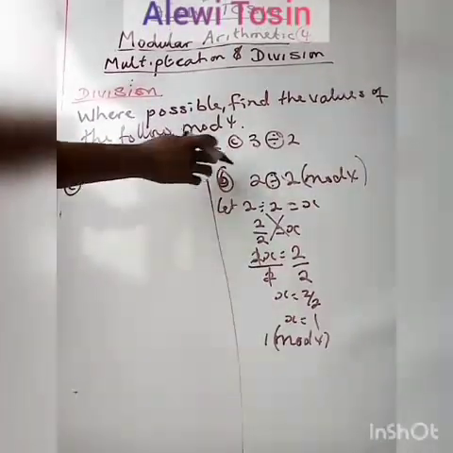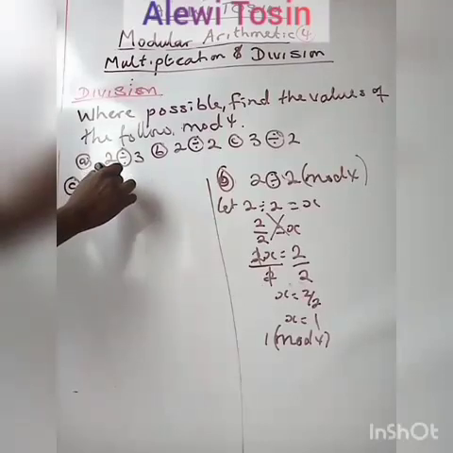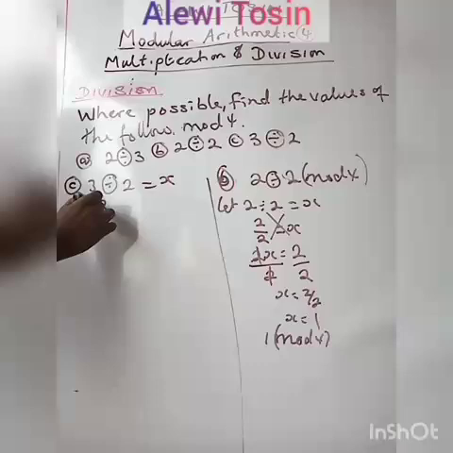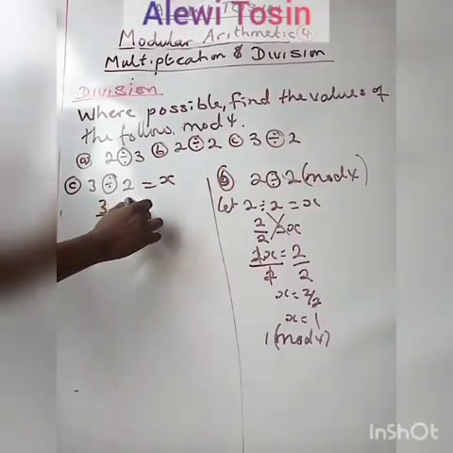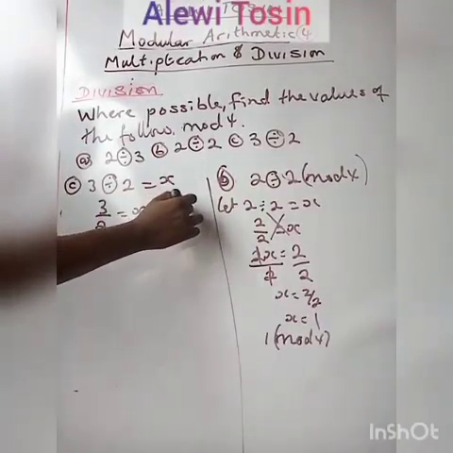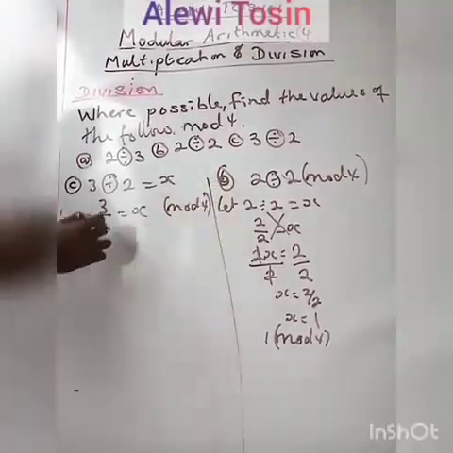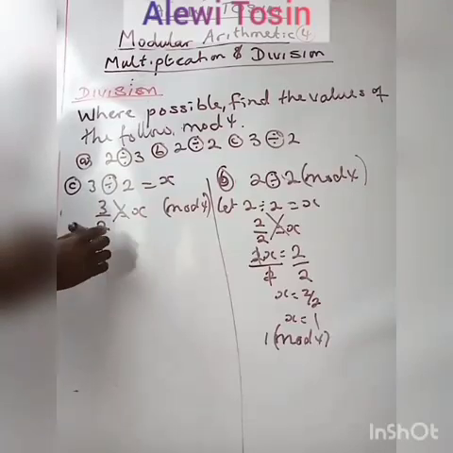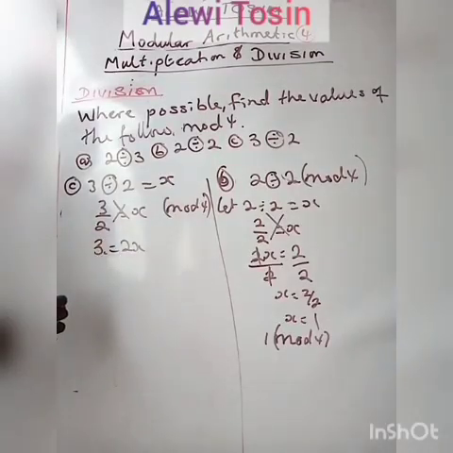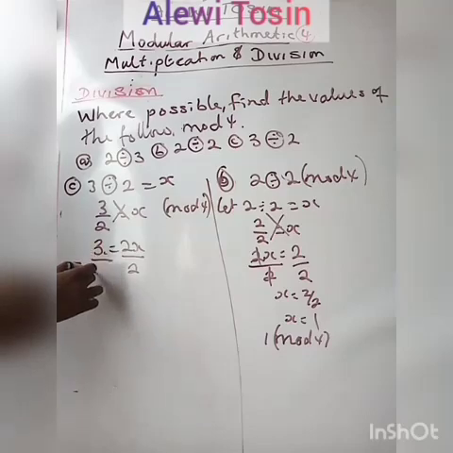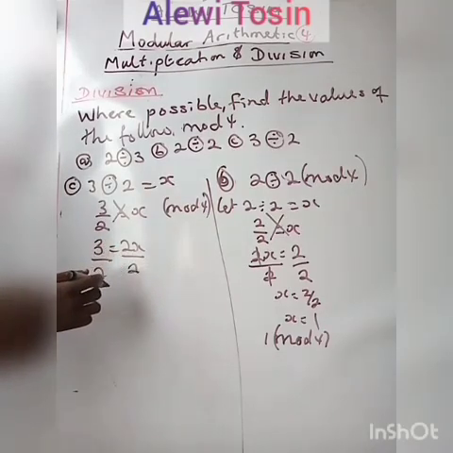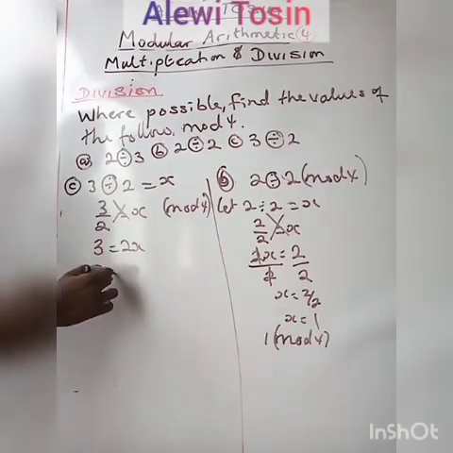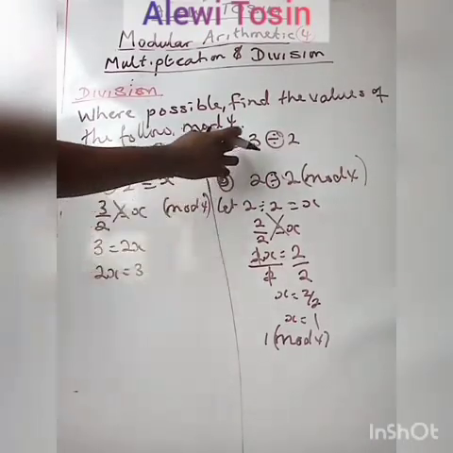Okay, the next one, which is the last one, we are saying 3 divided by 2. Let it be equal to x, which means you can write 3 over 2 equals x. We are still working in mod 4. If you cross multiply, it will be 3 equals 2x. And divide through by 2. If we divide through by 2, 2 cannot go. So what do we need to do now? Let's add the mod we are working in.